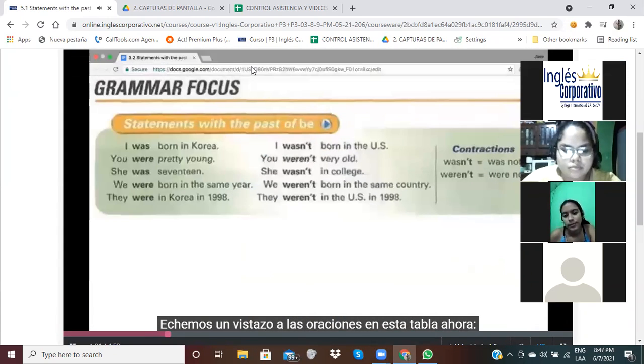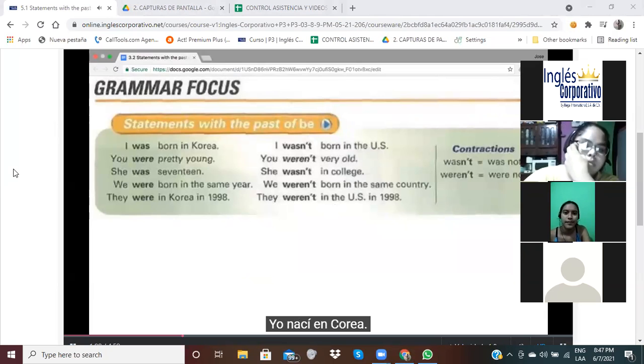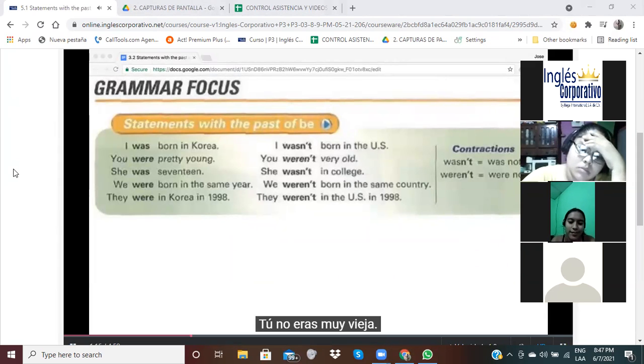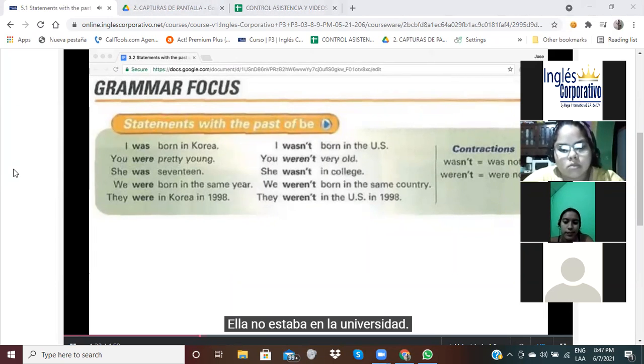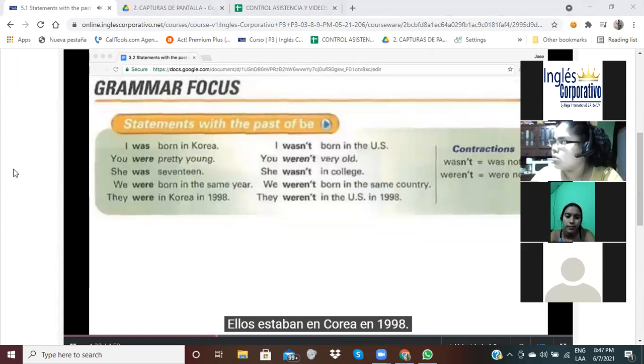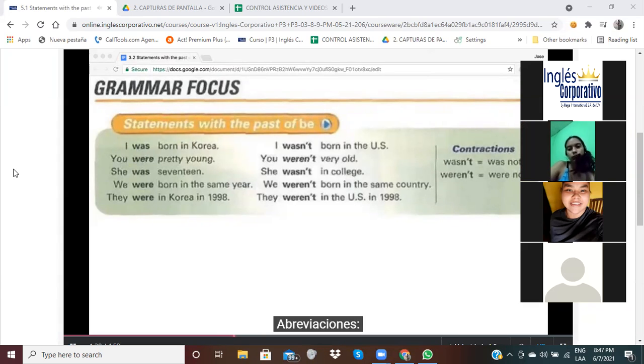I was born here. Let's take a look at the statements on this chart now. Statements with the past of be. I was born in Korea. I wasn't born in the US. You were pretty young. You weren't very old. She was 17. She wasn't in college. We were born in the same year. We weren't born in the same country. They were in Korea in 1998. They weren't in the US in 1998. Contractions. Wasn't equals was not. Weren't equals were not.